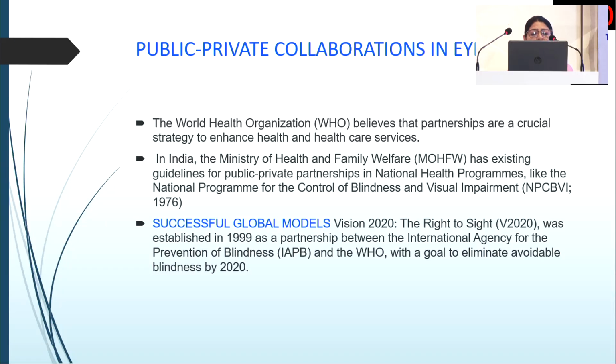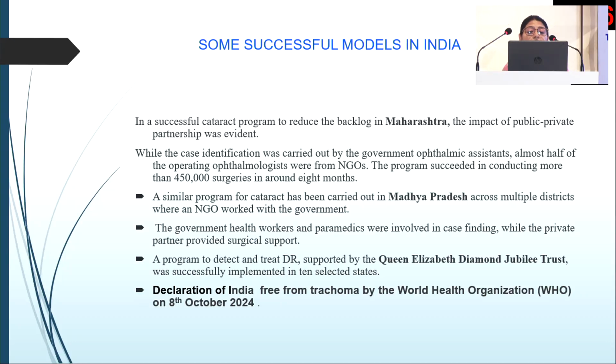So I will quote some successful global models like Vision 2020. And coming to India, there are 2 states, Madhya Pradesh and Maharashtra, where the collaboration of NGOs and government took beautifully, and they conducted many surgeries and helped in reducing the cataract backlog. And the best to me is the declaration of India free from trachoma by the World Health Organization on 8th October 24. So this was a big feast of victory for us, and this is the best example of public-private partnership.